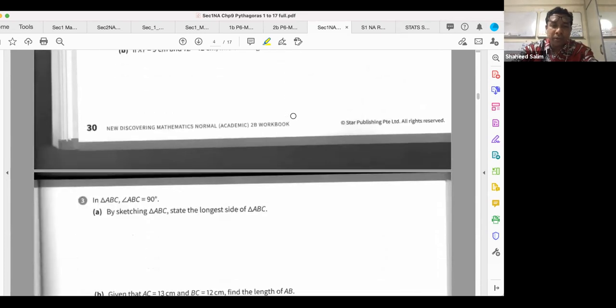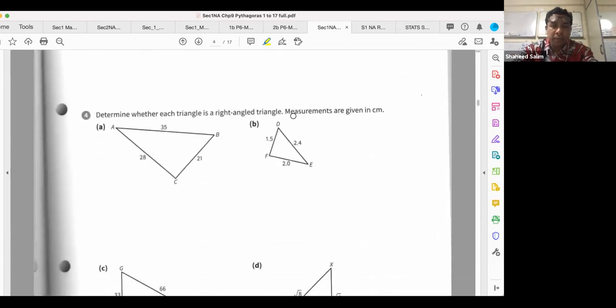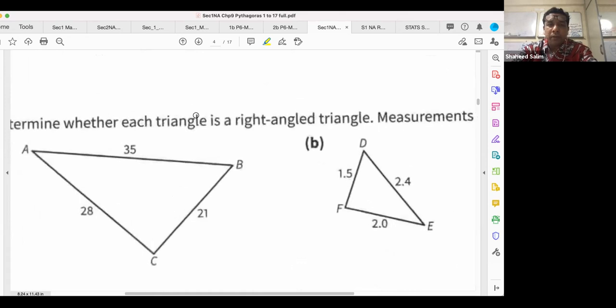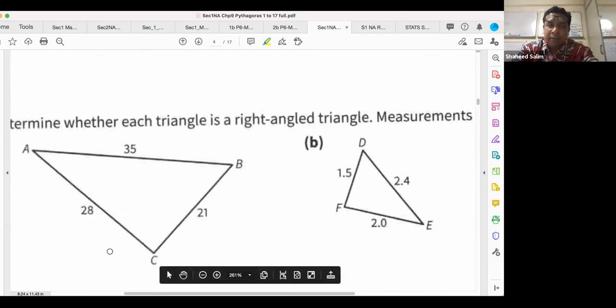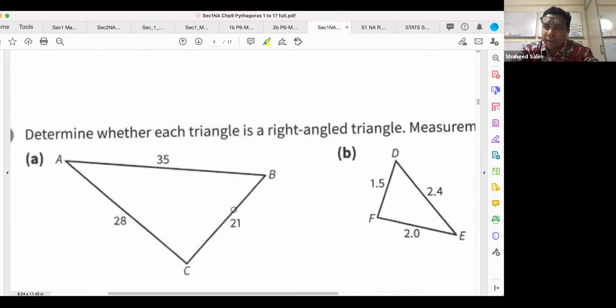Okay, now down here, we do not know whether this is a right angle or not. But if let's say this one is a right angle, then a squared plus b squared equals c squared. Can you check whether 28 squared plus 21 squared equals 35 squared? If it does, it's a right angle. Same thing you do for here. So you have to determine whether A is a right angle, whether B is a right angle.